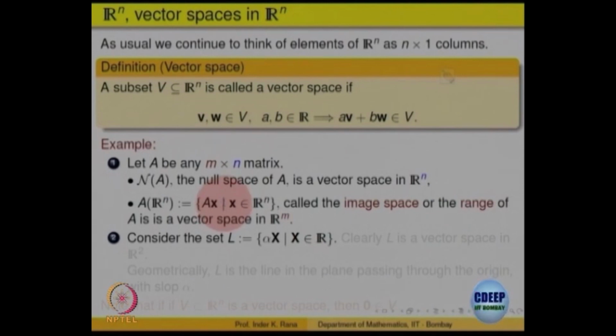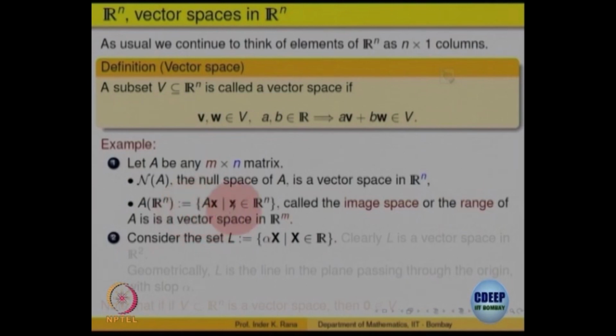Is it clear to everybody? If I take two vectors of this type, Ax1 and Ax2, and take alpha times Ax1 plus beta times Ax2, then what is this equal to? This is equal to A applied to alpha x1 plus beta x2. So, it is A multiplied with some other vector in Rn. So, that is again inside this set; it is of the same type, A applied to something.